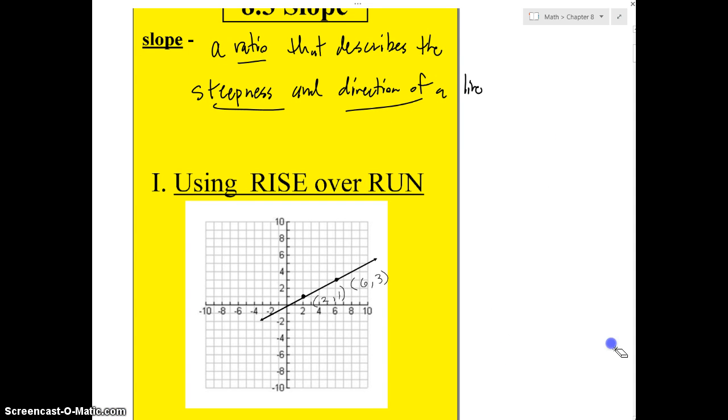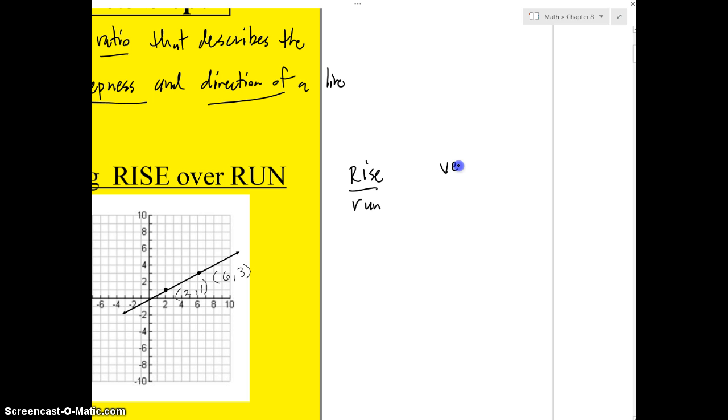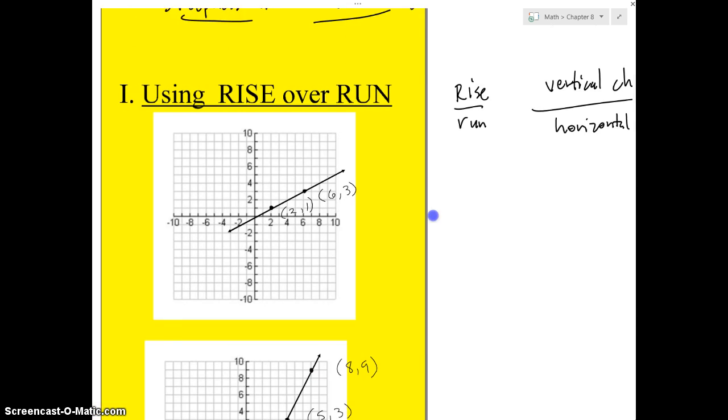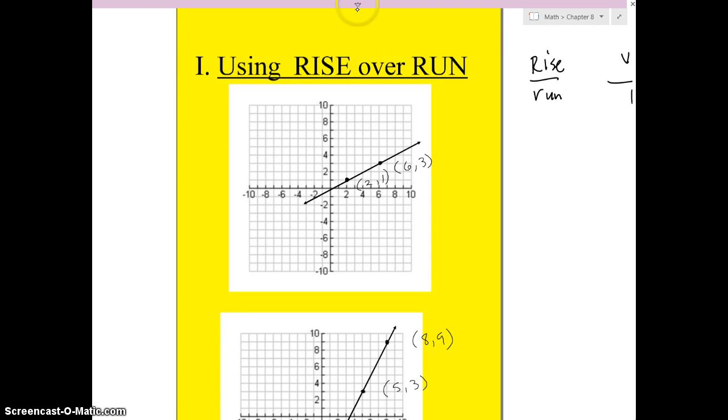And the way we write this ratio is a couple of different ways. A lot of times we say rise over run, or we'd say it's the vertical change divided by the horizontal change. So how much the graph changes up and down compared to how much it changes side to side. So let's look at a line, and let's find the slope of this line. Well, first we want to see the vertical change because that's in the numerator.